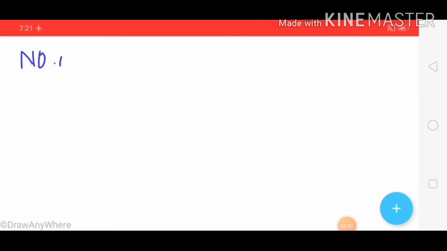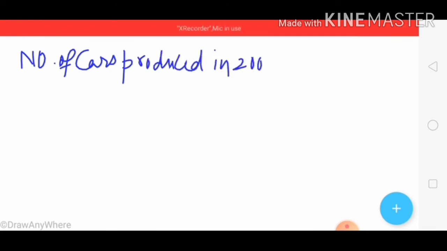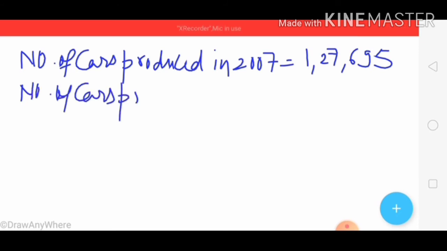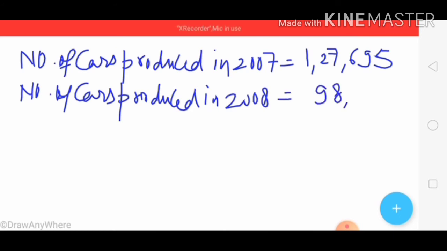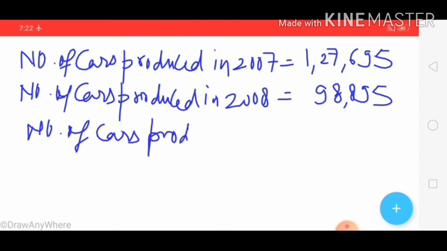So students, we can do it like this. Number of cars produced in 2007 is 1,27,695, and number of cars produced, similarly we have to write, in 2008, it will be 98,895, and number of cars produced in 2009, so it is 3,05,789.